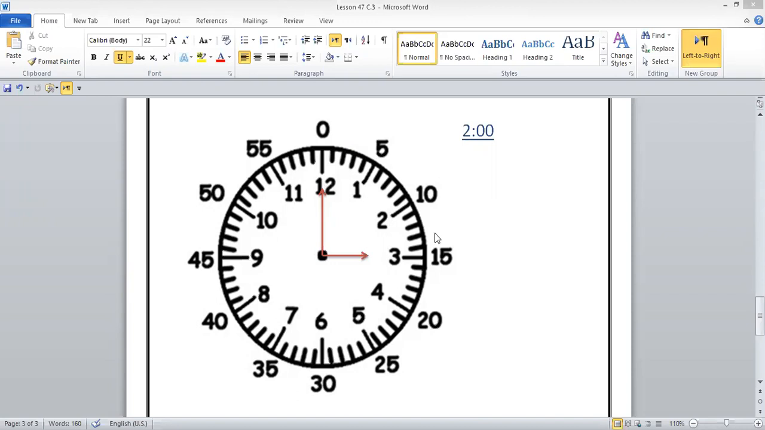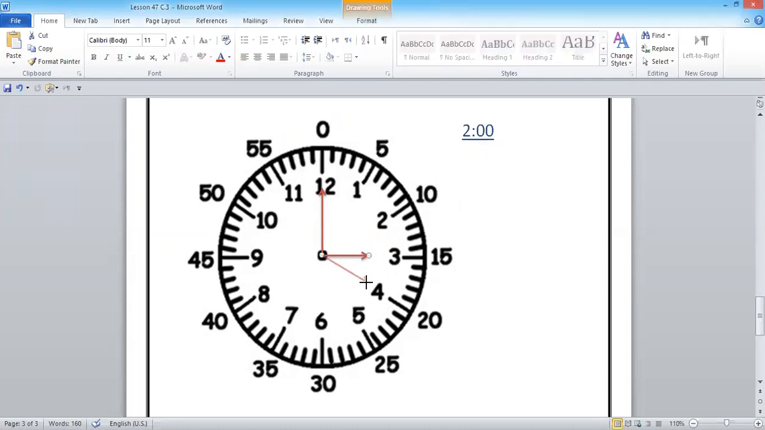How many minutes have passed after 3 o'clock? Say 0 minutes. 0 minutes. Very good. All right. Before going to the next, I'm going to change it. Change this hour hand.